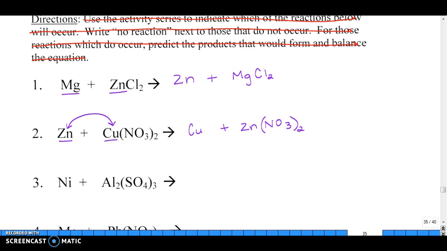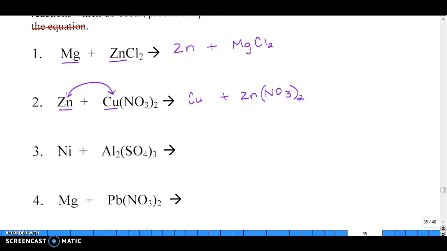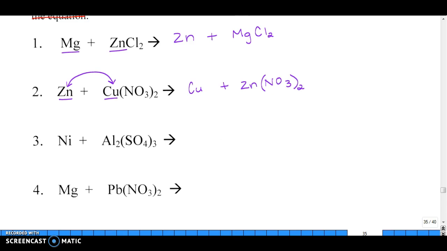This equation and number 1 are both already balanced as is. If we take a look at number 3, this one's a little bit trickier because we don't know the charge of nickel in this compound when it makes the single replacement reaction. So I would have to tell you that. Let's assume that nickel is going to get a positive 2 charge here. You wouldn't be able to know that unless I told you.